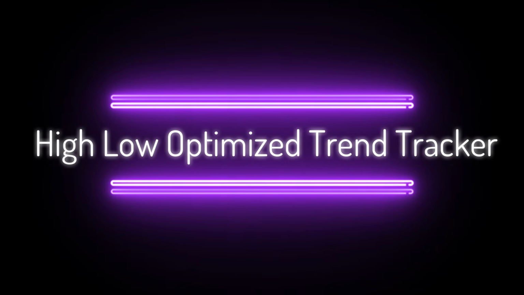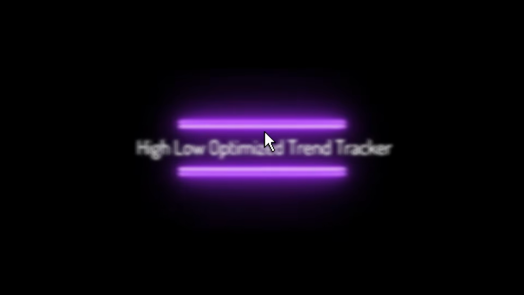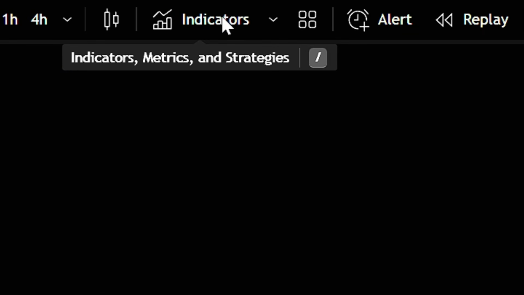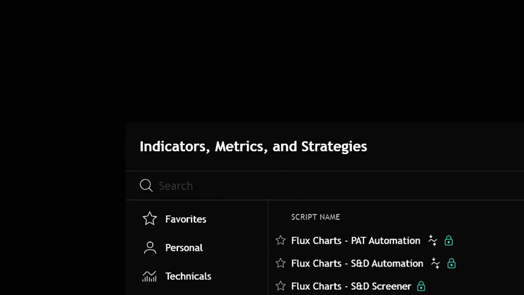If not, no stress. It's called HOTT Optimized Trend Tracker, or HOTT for short. Just search it on TradingView. Stick around, because I'll show you exactly how to fine-tune it to catch only higher probability signals.